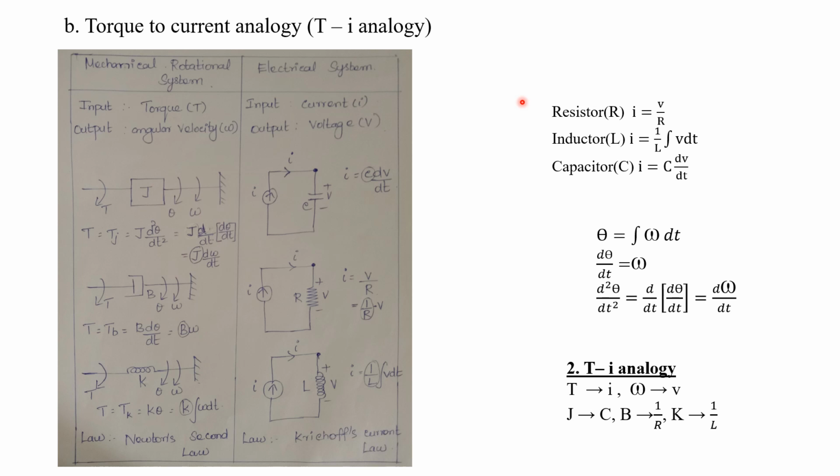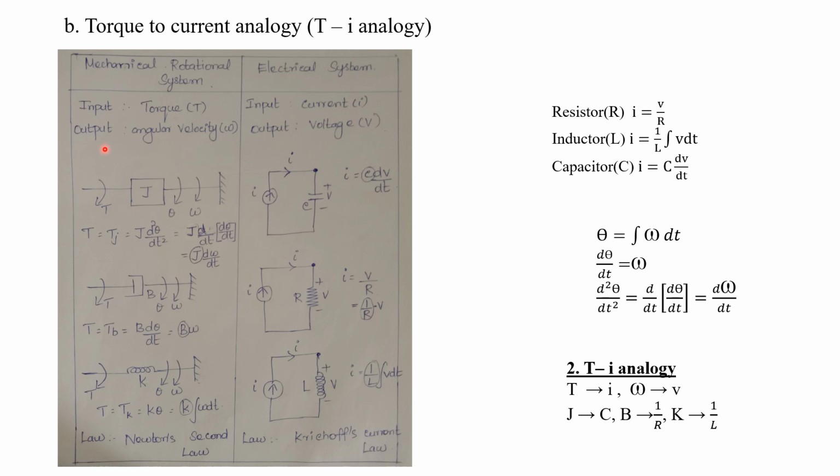Okay, so here we are going to transform each and every element in the mechanical rotational system into the electrical system based on this torque to current analogy. So in the mechanical rotational system, what's the input signal? That is nothing but twisting force, that is torque. Then in the electrical system, what's the input signal? That is current, because it's a torque to current analogy.